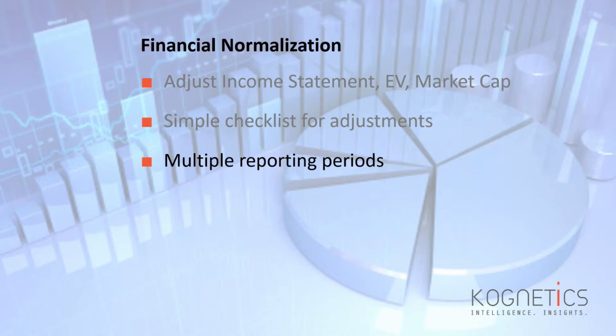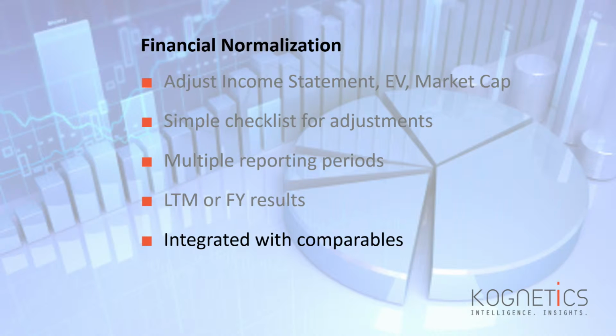Kognetics can also apply normalization to the last 12 months reporting periods, which is useful in creating comparables. In fact, Kognetics is designed for analysts to create comparables directly from the normalization process. All adjustments are fully documented, creating a traceable record of what line items were adjusted.